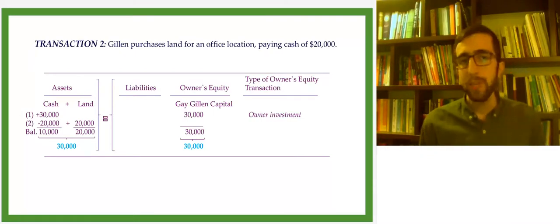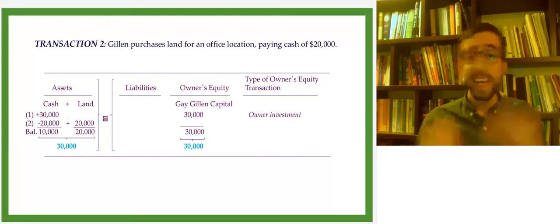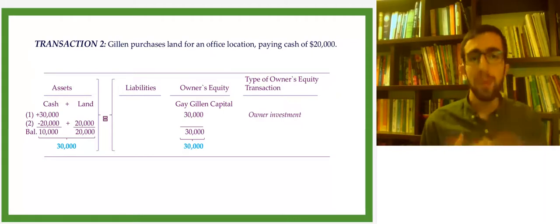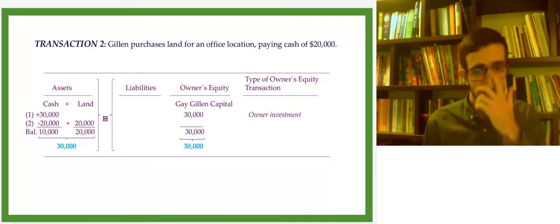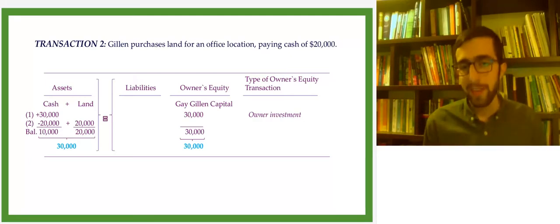On this page, you can see the second transaction: Gagelen purchased land for an office location and paid cash of $20,000. In accounting, whenever we buy something, we can pay cash or we can buy it on account. Paying on account means the buyer pays the seller later. Here in this case, Gagelen paid cash, so Gagelen's cash account decreased $20,000 and the land account increased $20,000.